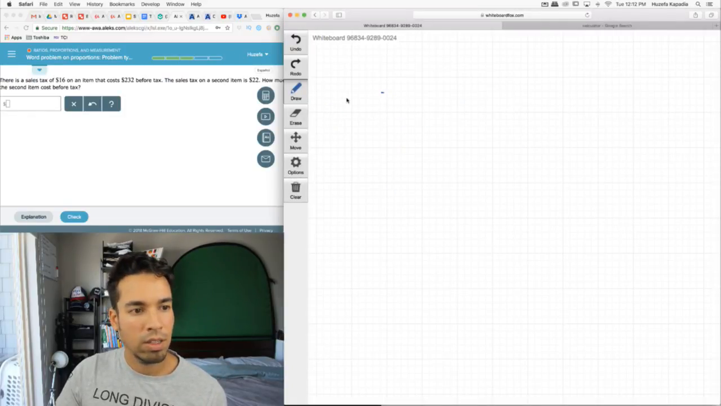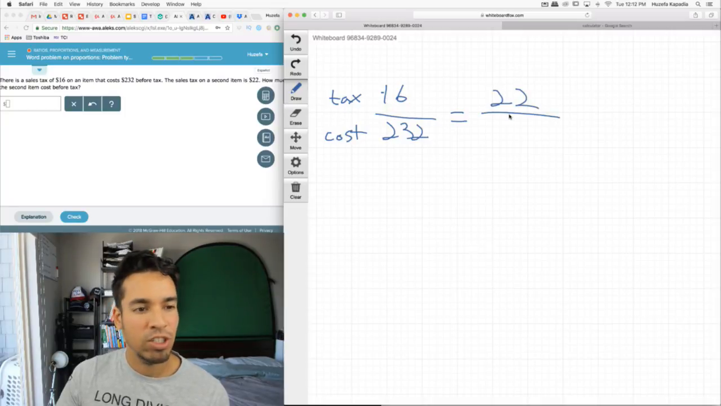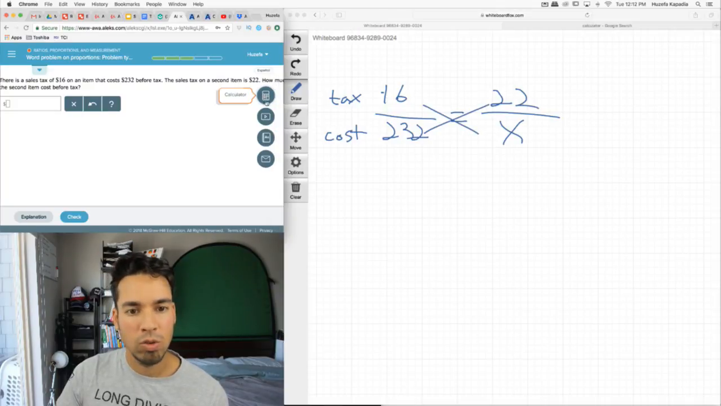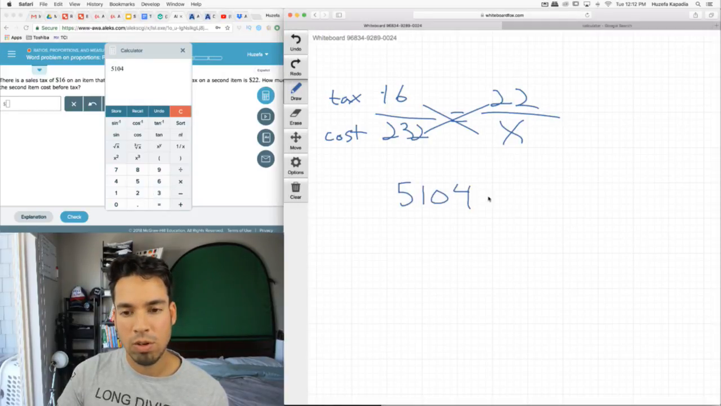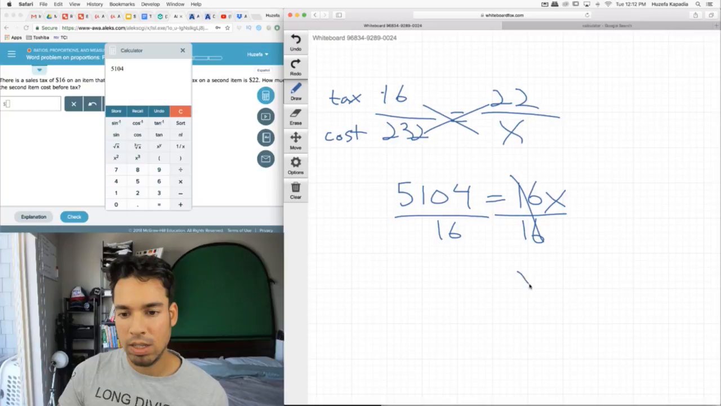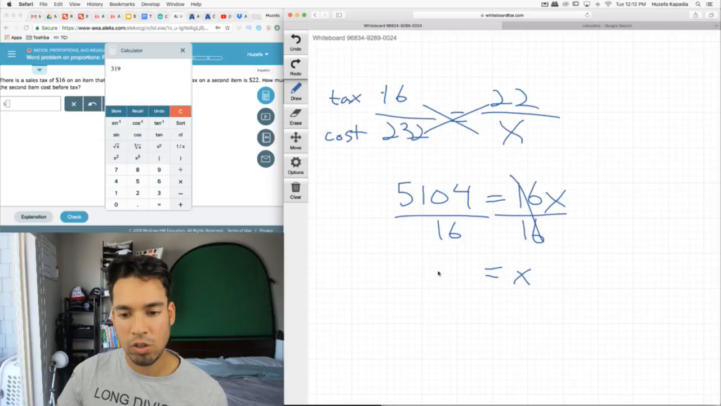Last but not least, there's a sales tax. So tax of $16 on cost of $232. And the sales tax on the second item is $22. How much did the second one cost? That's what we're solving for. Cross multiply. 22 times 232. 5104 equals 16x. We divide both sides by 16. And we get x equals 319.